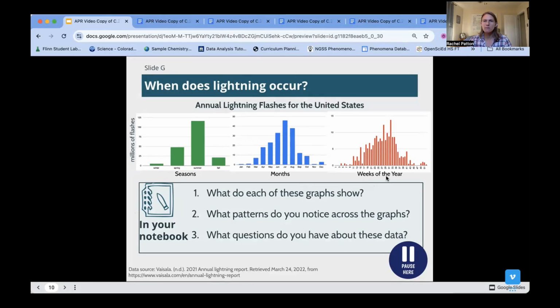So take a moment, pause here, and answer these 3 questions in your notebook. What do each of these graphs show? What patterns do you notice across the graphs? And what questions do you have about this data? Pause the video here so that you can examine these graphs more slowly and answer these questions in your notebook.